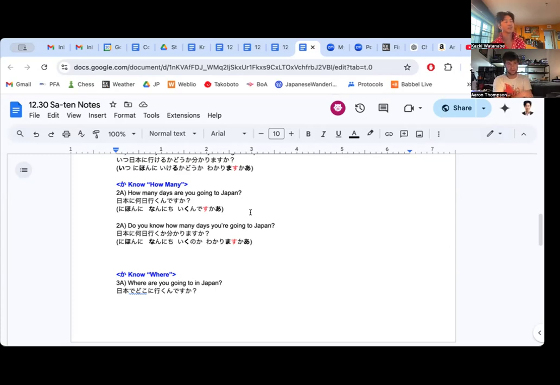Okay. What's the English sentence? Are we saying, do you know? Or do you know how many days you're going? English sentence? Did you write it down? I didn't write it down, but I'm looking at it. Okay. The first sentence, how many days are you going to Japan? You have to know this sentence first. Oh, that one. No, I didn't write that one down. I thought I did.